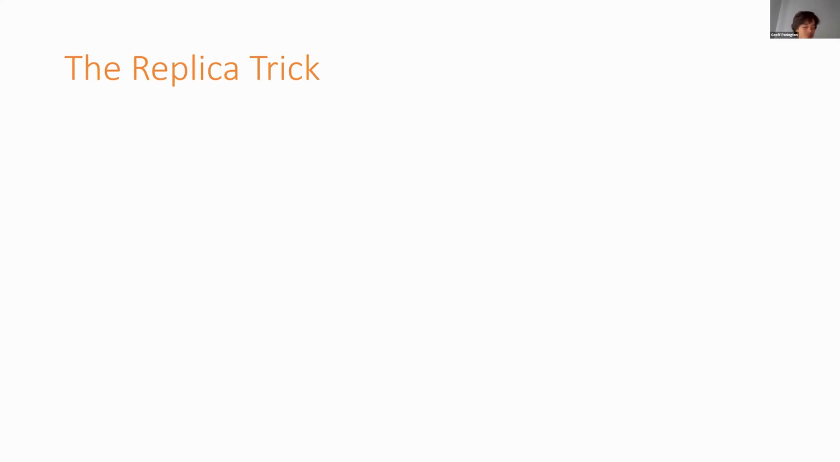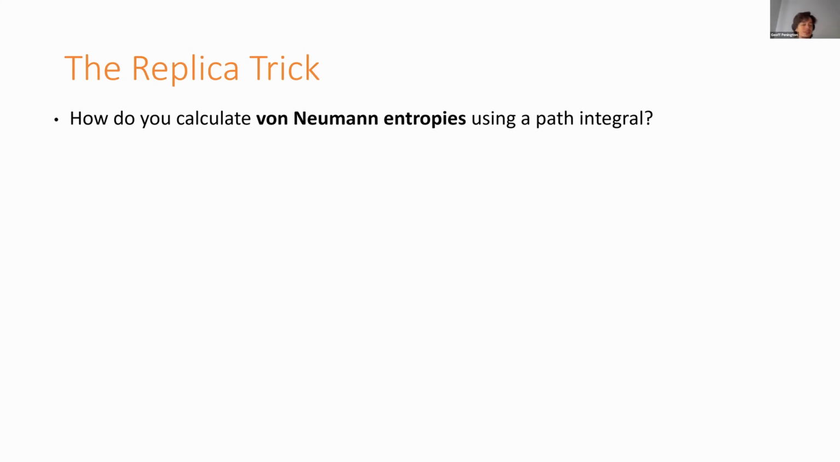Okay, but before I can talk about any of that, we need to talk about how you actually compute entanglement entropies from a path integral. Because this is a non-trivial thing to do, right? What a path integral lets you compute is things like expectation values of observables. But the von Neumann entropy is not an expectation value of an observable.